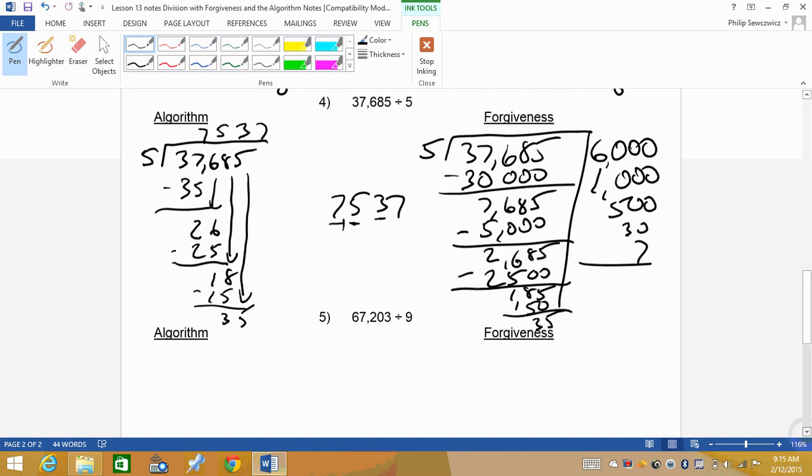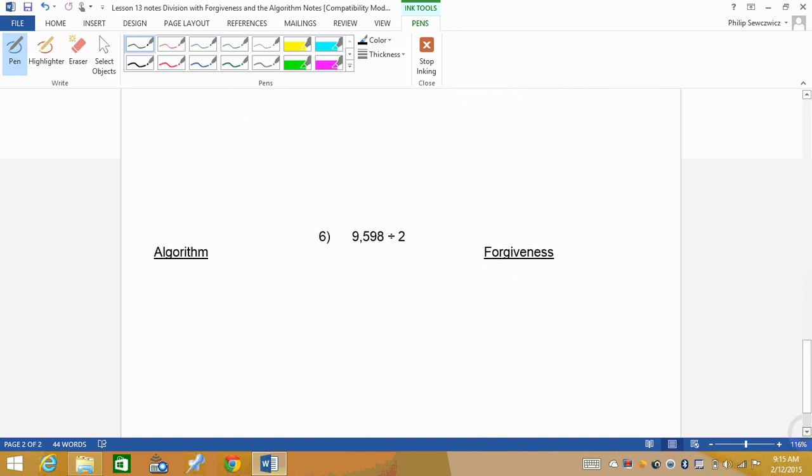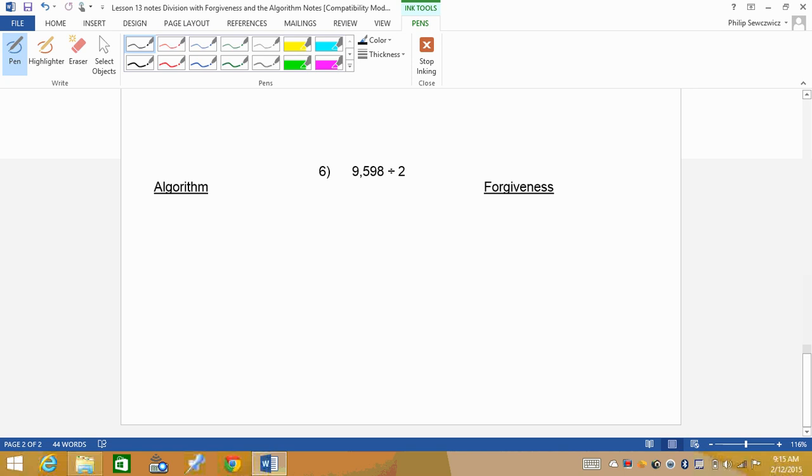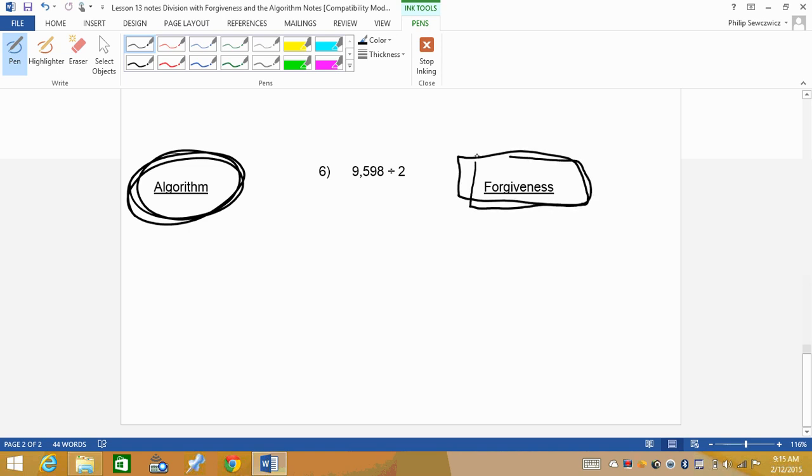I want you to come in doing both methods. I don't care which one you start with. For right now, like I said, eventually we need to get strong with our algorithm method. The forgiveness method is going to work in some situations, but with our decimals, it's not going to always. So the focus is going to be using what we refer to as the algorithm method. All right. That's all we got for now.